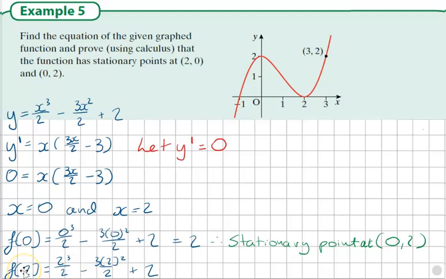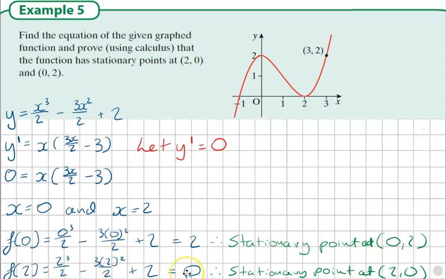So f of 2, so we're going to replace both of those x's with 2, so we have 2 cubed over 2 minus 3 times 2 squared over 2 plus 2, which gives us 0. Therefore, we have another stationary point at 2, 0. So we subbed in 2 as our x value. We got an output of 0 as our y value. So 2, 0 is our other stationary point.